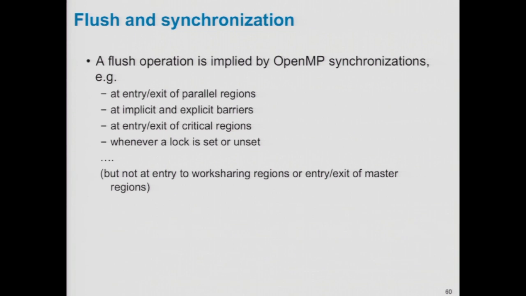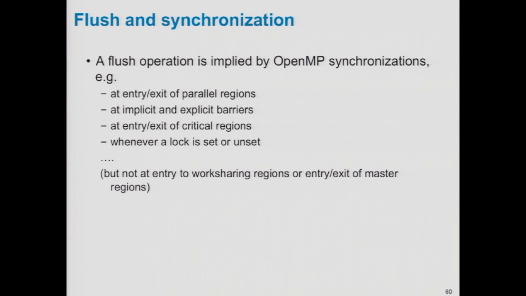Entry and exit to critical sections, entry and exit to locks: all of those have implicit flushes where the compiler knows that it has to get memory in a coherent state at that point, and it's not allowed to optimize across those points in the program. There are a couple places where there are not flushes.